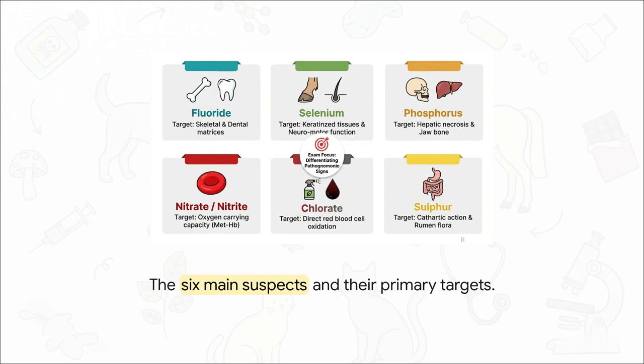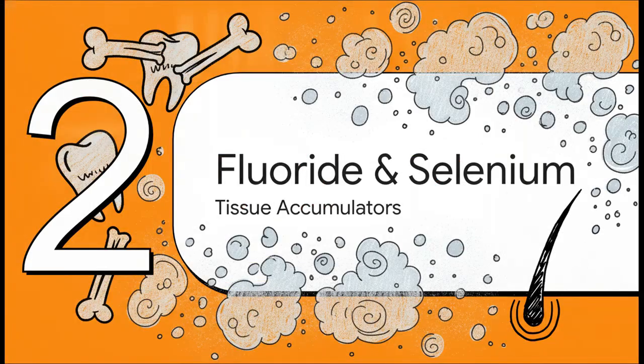Phosphorus just destroys the liver and jawbone. Sulfur acts on the rumen flora and GI tract. Nitrate and nitrite, well, they literally cripple the blood's oxygen-carrying capacity. And finally, chlorate causes direct red blood cell oxidation. The secret to cracking any case on your exam is pinpointing the unique pathognomonic signs for each one. Let's break them down.